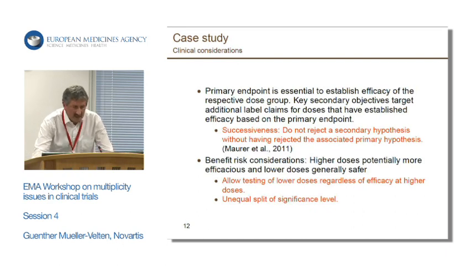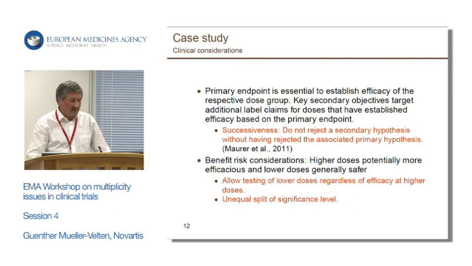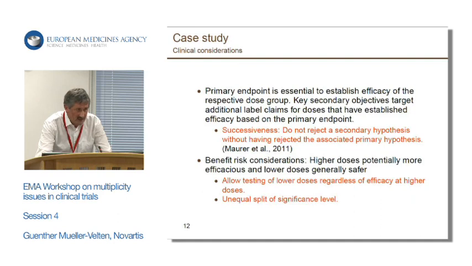Another consideration is that higher doses may potentially be more efficacious, and "potentially" is stressed here, but we are pretty sure that lower doses are generally safer. So what we would like the testing procedure to do is to allow testing of lower doses regardless of the efficacy of higher doses. And also we want to split the alpha unequally. That means that for the highest dose, we think we need larger effect sizes to compensate for the expected worse safety.